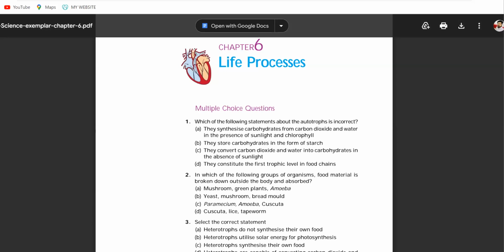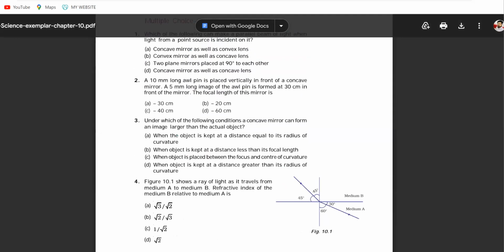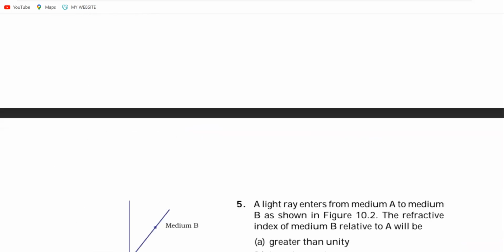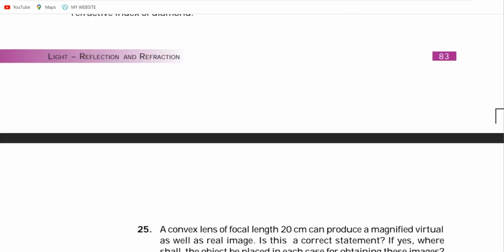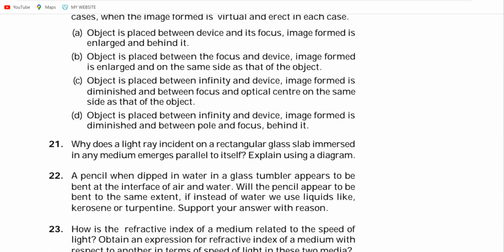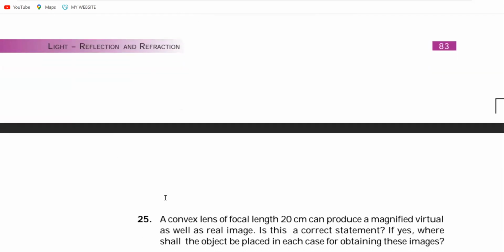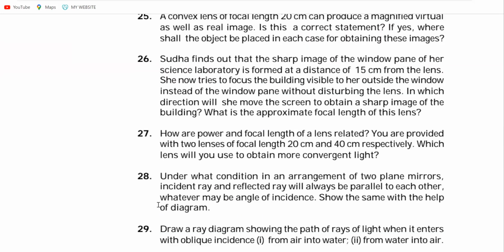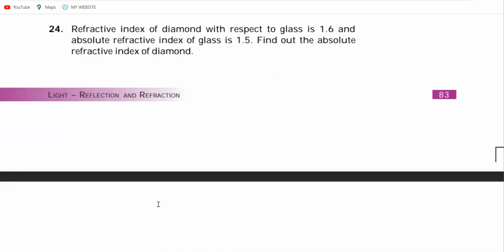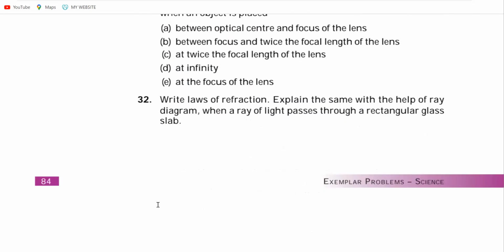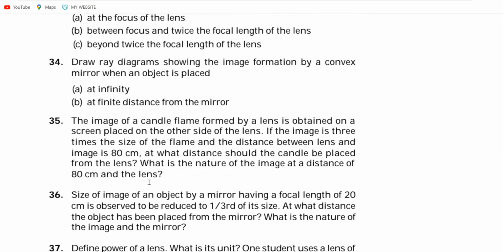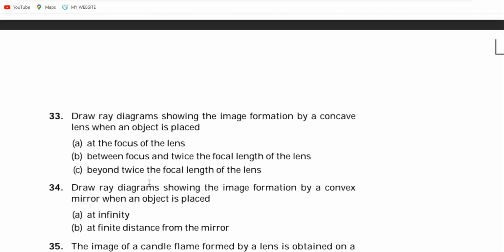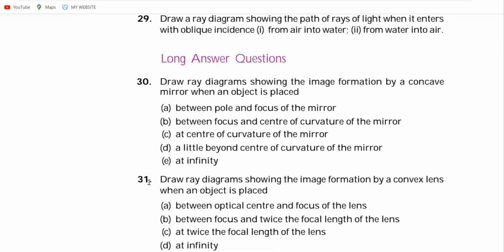On light. I have given you some questions. A student screen paper, we have done the ray diagram, we have done drawing the diagram from the front.